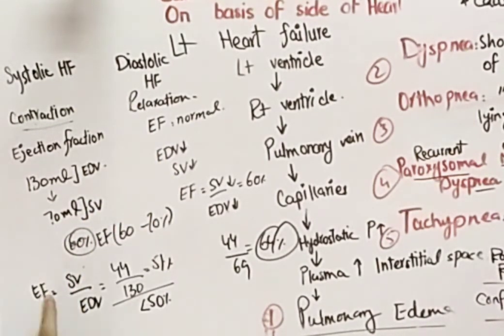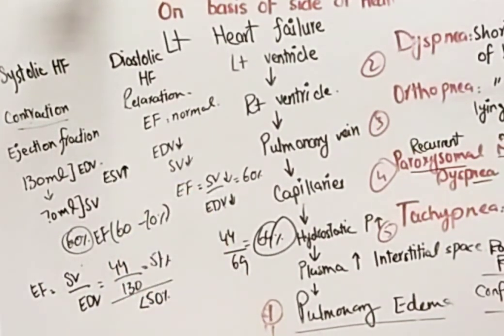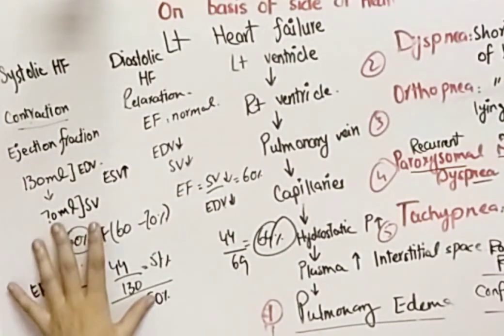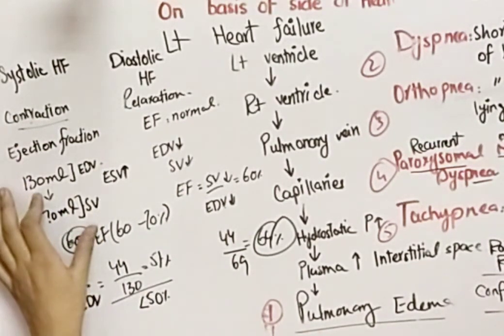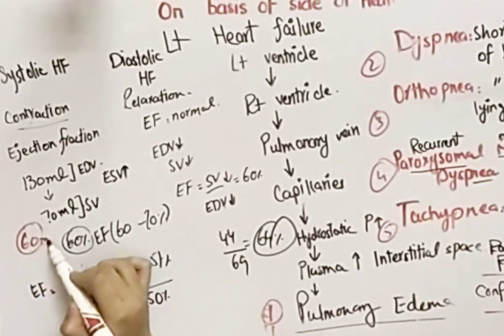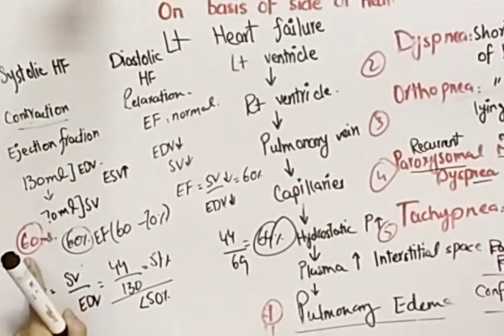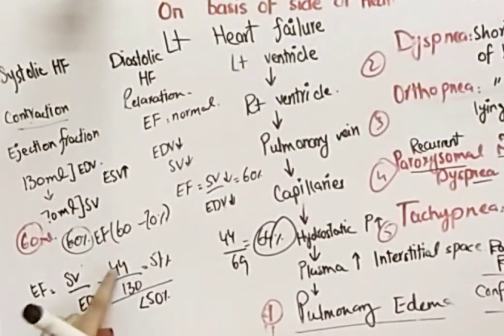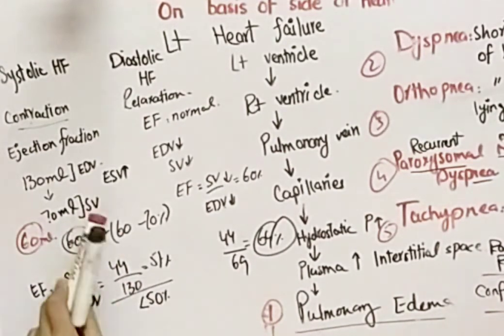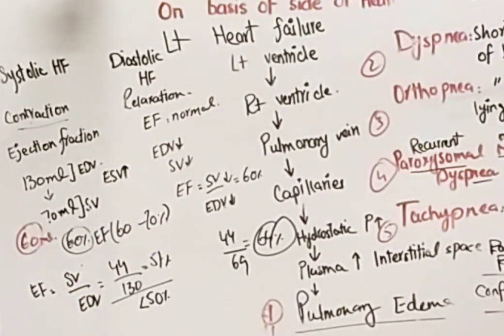And one more important thing: in systolic heart failure, the stroke volume decreases, which means the end systolic volume will increase. End systolic volume means the volume of blood left in the ventricle after it has pumped the stroke volume. So 130 minus 70 is approximately 60. This 60 ml is basically the end systolic volume. So when the stroke volume is less, suppose it is now 44, then ultimately the end systolic volume will increase. So the stroke volume decreases, end systolic volume increases, ejection fraction also decreases. In case of diastolic heart failure, ejection fraction is normal, end diastolic volume decreases, stroke volume decreases. I hope that you have got the lecture.